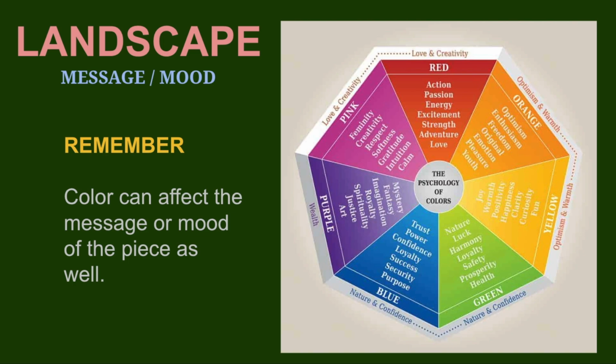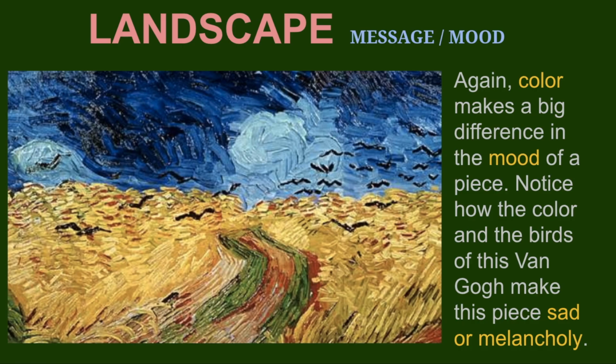One other thing about message or mood, you want to remember that technically colors can portray different moods as well. And so here I gave you a wheel with different colors and the different meanings that are associated with those colors. So this is actually a Van Gogh piece, and hopefully you can see there's kind of a melancholy mood created because of the dark sky, and then of course because of the birds, the crows that are in the sky and hovering over the land.